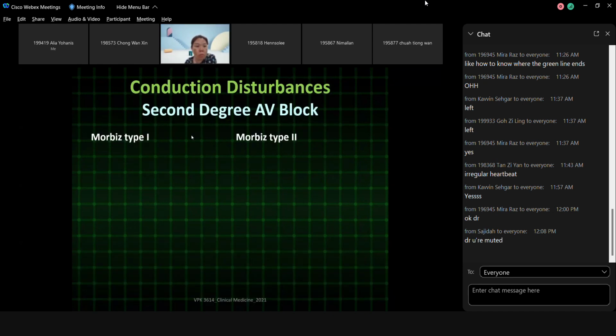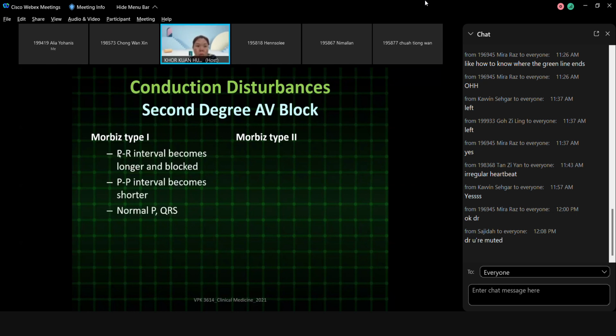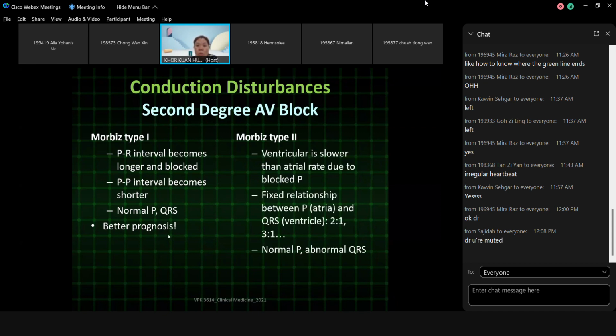Second degree AV block has type 1 and type 2. So type 1, you will have a normal P and a QRS. The PR interval becomes longer and then blocks. Then the PR interval becomes shorter again. But it's okay, they have a better prognosis.